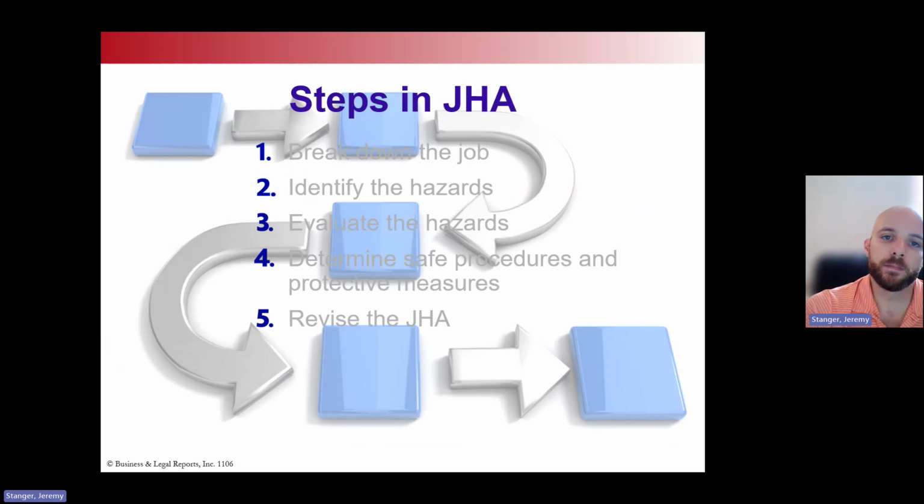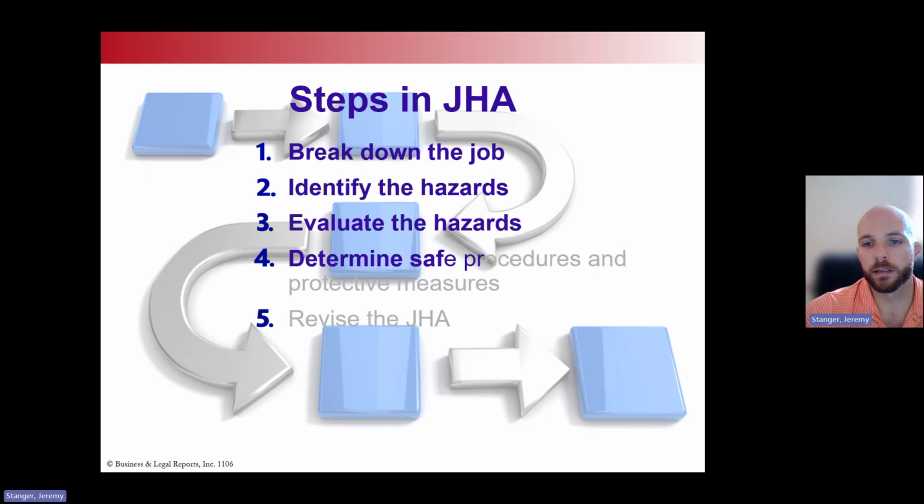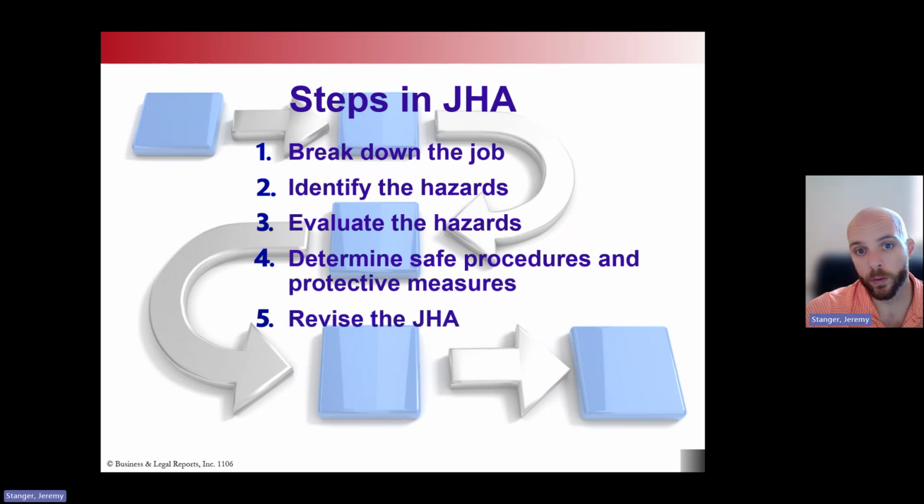Okay, so steps into JHA. I don't think we really touched on this last time a whole lot. You really probably can't see the wording there very well on the screen, but it's break down the job, right, into different steps, identify the hazards, you evaluate the hazards, determine safe procedures and protective preventative measures, and then you revise the JHA. And it's a continual kind of check, do, act, inspect process. All right, I guess if I do that, it does highlight the wording pretty well.